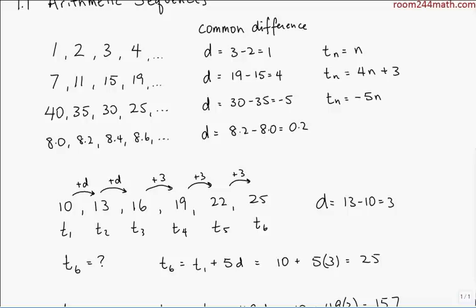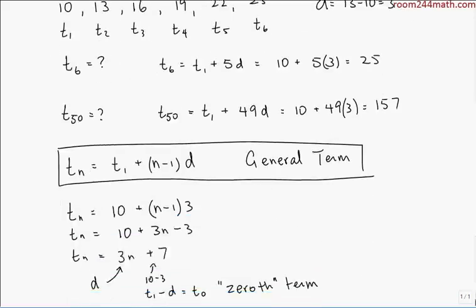The common difference is negative 5, so Tn is negative 5n, and the zeroth term would be 45. So negative 5n plus 45. And finally, let's do this one. Tn equals 0.2n. The zeroth term would be 7.8. So 0.2n plus 7.8. And once we've got the general terms, we can generate any term in the sequence.